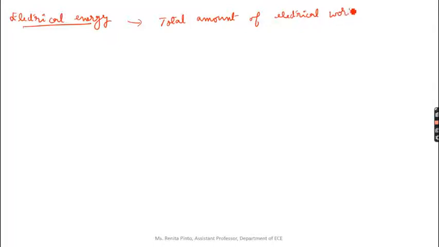Next, electrical energy. Electrical energy is the total amount of electrical work done in an electrical circuit. So E is equal to V into I into T joules. This will give you electrical energy.